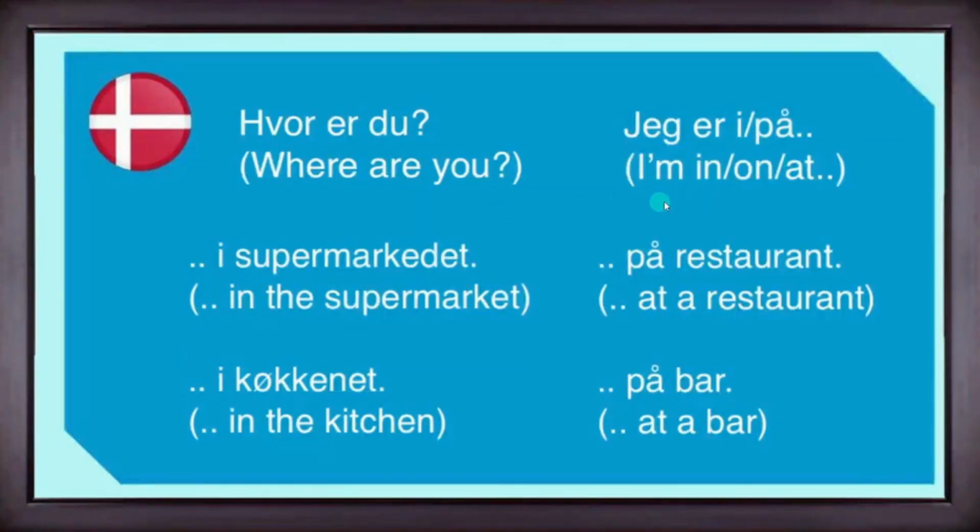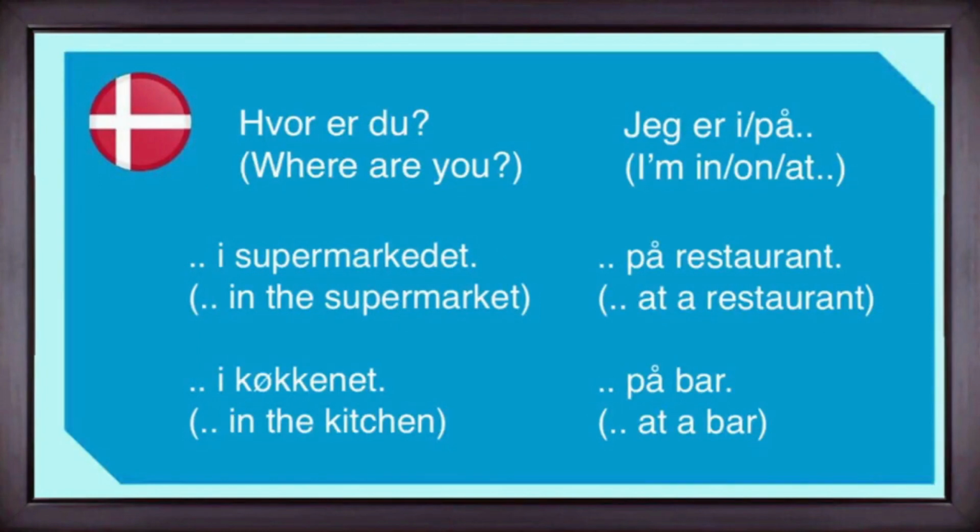Jeg er i supermarkedet. In the supermarket. I køkkenet. In the kitchen. På restaurant. At a restaurant. På bar. At a bar. Right? So again, it depends on the location. It depends on where it is, whether it's i or på or even a completely different preposition. So gotta pay attention to that. And of course, I have another video just about that too, actually, how to use i and på.